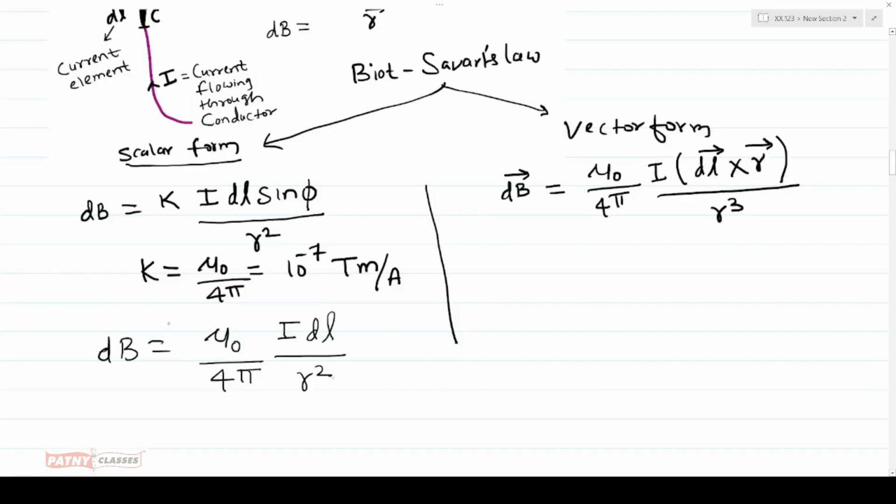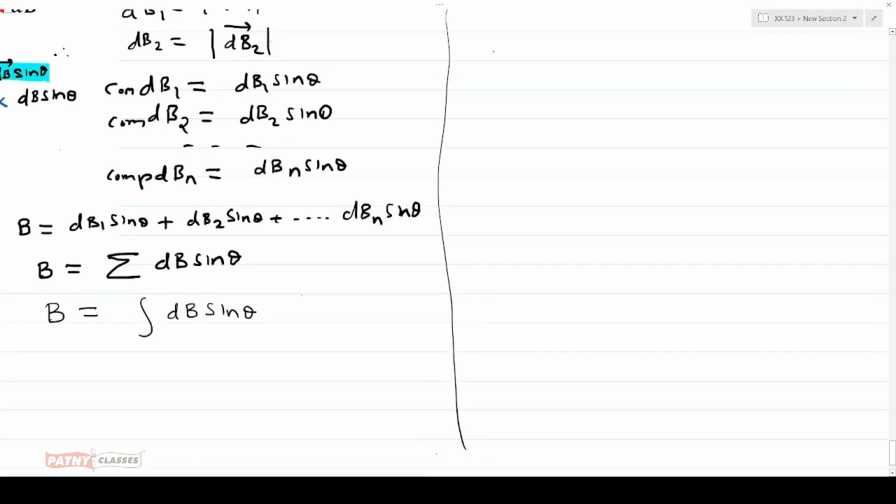But from the Biot-Savart law, what is the value of dB? dB is nothing but mu naught upon 4 pi into I dL upon R square. So this value we can use now. Therefore, B equals integration of, in place of dB, mu naught upon 4 pi I dL upon R square into sin theta.